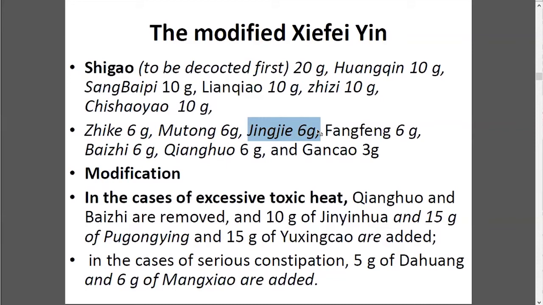And 木通 is still an herb that clears heat from the urine, promotes urination, clears heat. And 防风 prevents passenger wind. And 白芷 goes upward, opens the orifice. And 前胡 and 甘草 go to the lung. So that's the modification there.